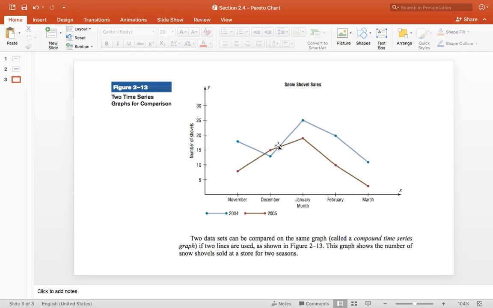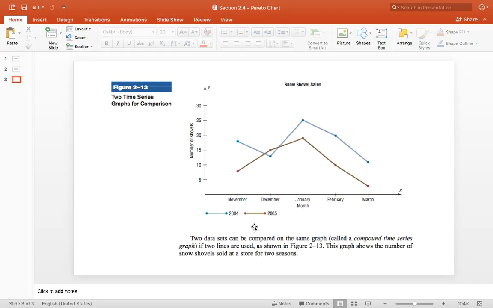So it is good or beneficial to compare 2 different years or 2 different months of different years or things like that. But whenever you're doing that, that is called a compound time series. All right, and the 2 different lines will need to be done in 2 different colors so you can differentiate.